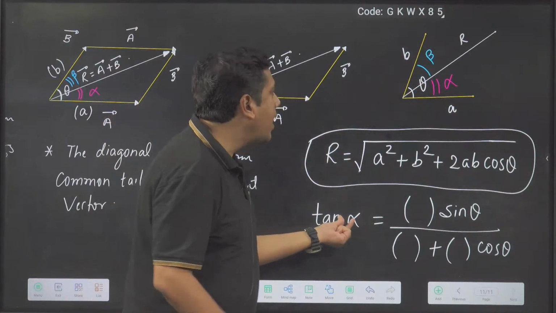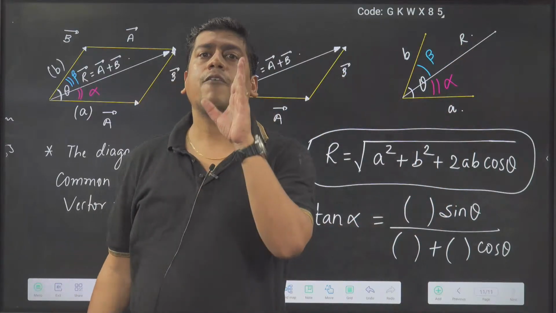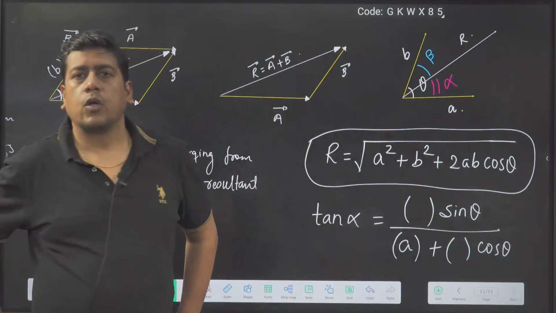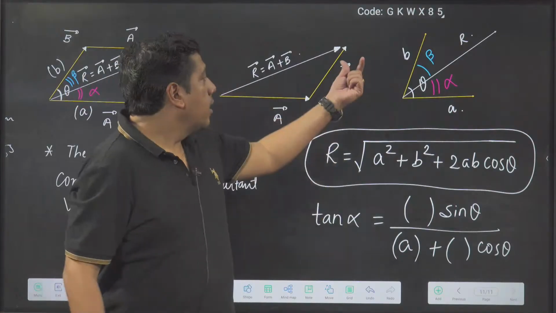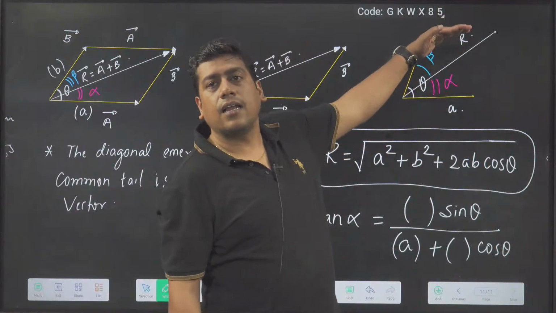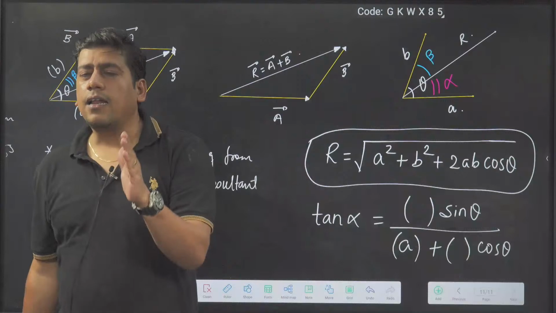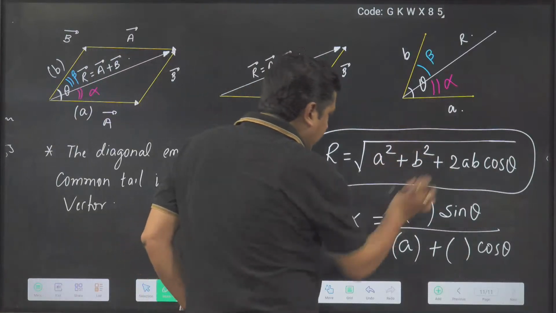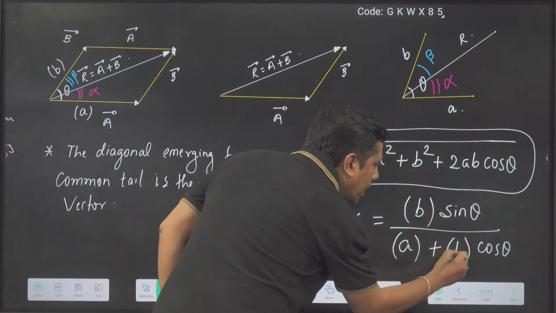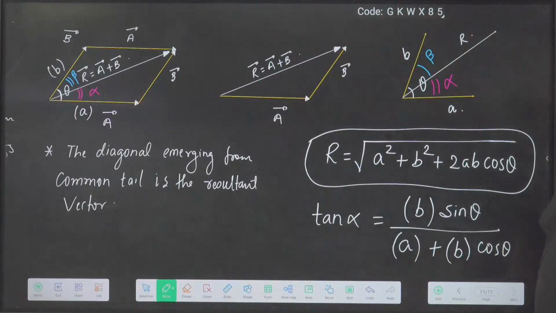Again, alpha is the angle between r vector and a vector. So that's why, my friend, A will be here alone. Who will be alone? That vector magnitude with which the angle is being found. Okay, so we are finding tan alpha. Alpha is the angle between r vector and a vector. A will be alone, so here will be B and B. So the answer is B sine theta upon A plus B cos theta.